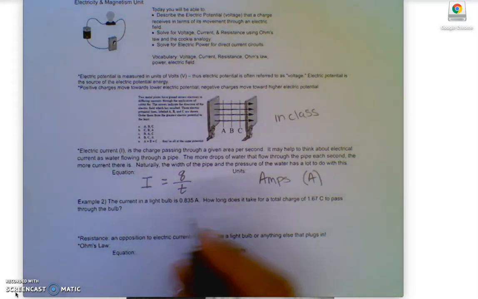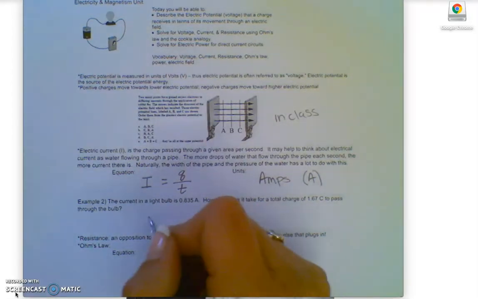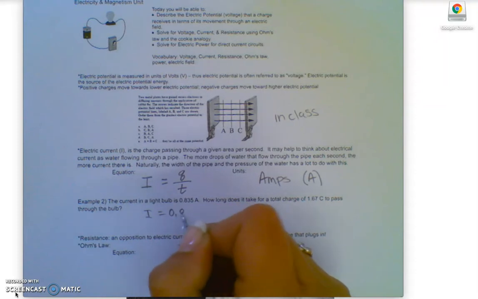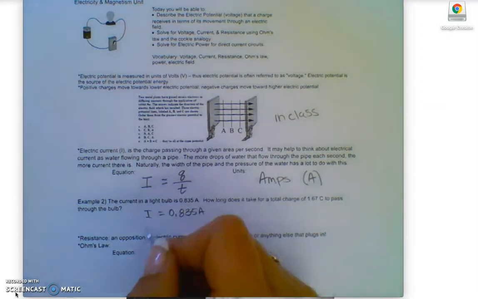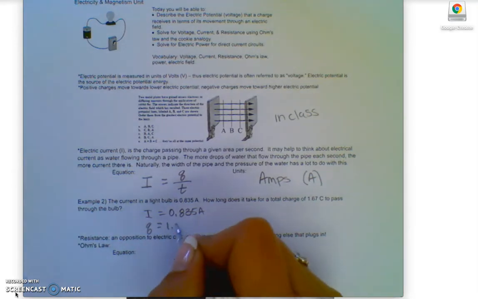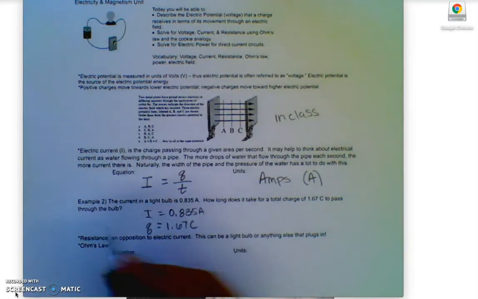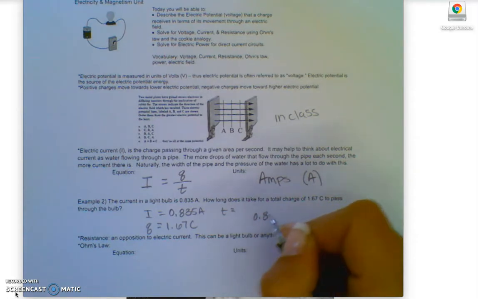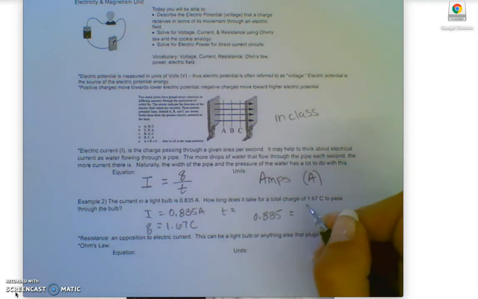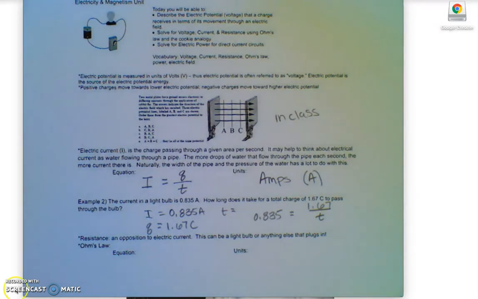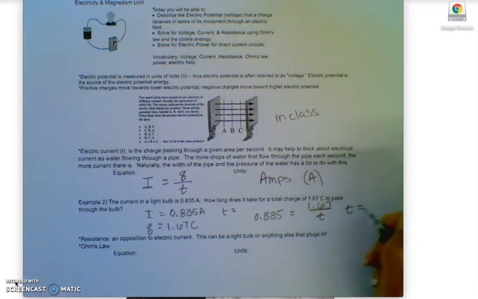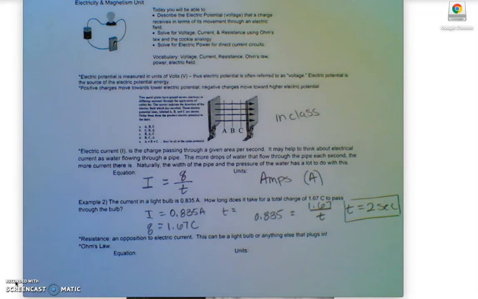Real quick, we'll do this example really fast just because this is pretty simple. The current in a light bulb is 0.835 A, so that's the I, the current, and it's in amps. How long does it take for a total charge, given as 1.67 coulombs, to pass through the bulb? We're looking for t. You simply plug it into the given equation and solve for t, and your result is 2 seconds. Hopefully that was pretty easy for you.